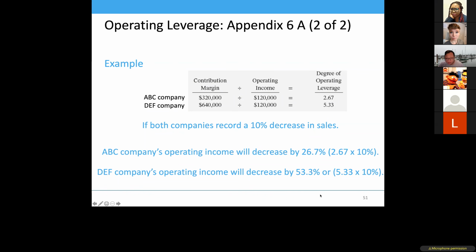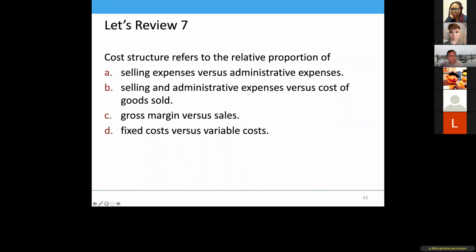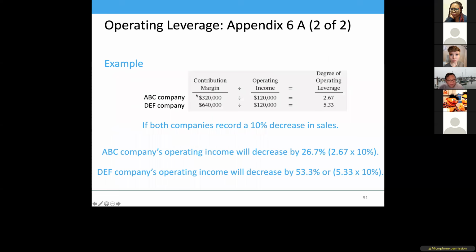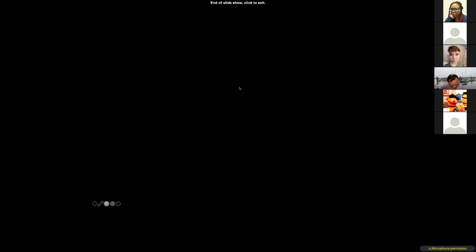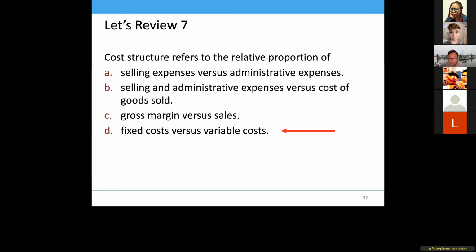Okay, so this is the one. So here's the question. Cost structure refers to the relative proportion of, right? Fixed costs versus variable costs. So the answer is D, right? Yeah. Okay, very good. Okay, so that's the end of the class.